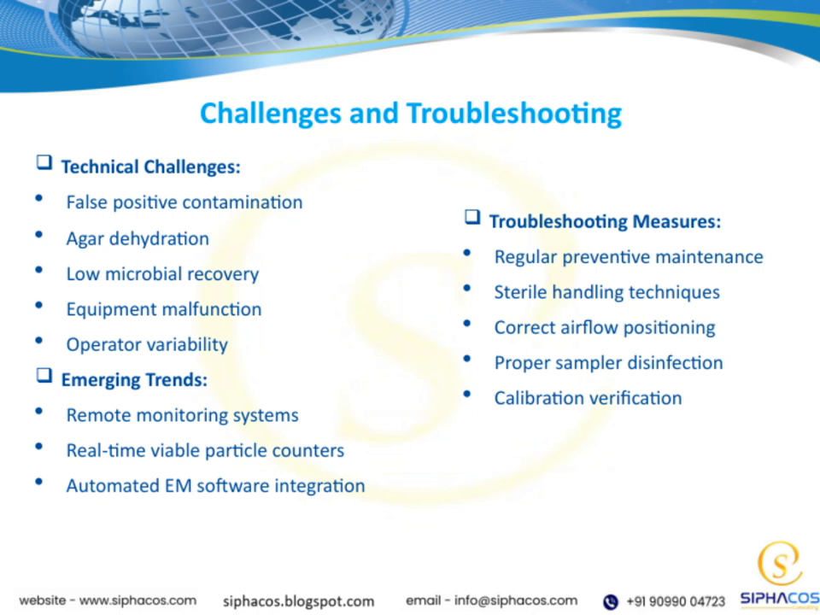One common issue is false positive contamination, which can lead us to believe there's contamination when there isn't. Agar dehydration can also be problematic, as it affects the viability of microbes and the accuracy of our tests. Low microbial recovery is another challenge. Sometimes, we just don't recover enough microbes to draw reliable conclusions.